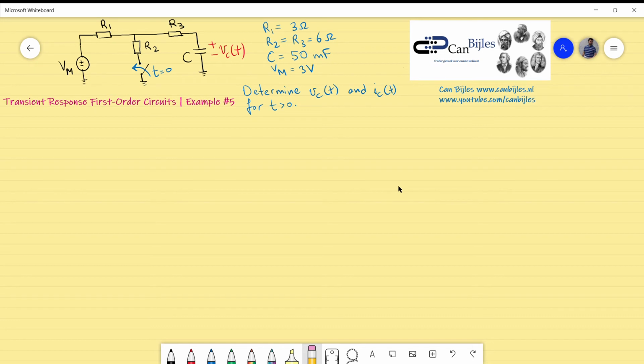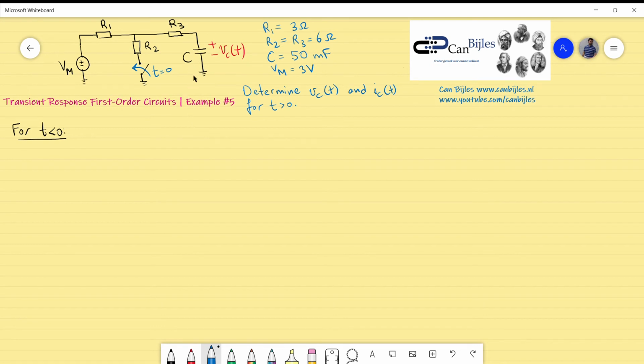What we did was first determine the situation without the change. So what is the situation for time less than 0? If you have a time less than 0, the switch is open, which means that there's no current through R1, so basically the circuit is VM, R1 in series with R3 in series with C. So that's actually what it is.